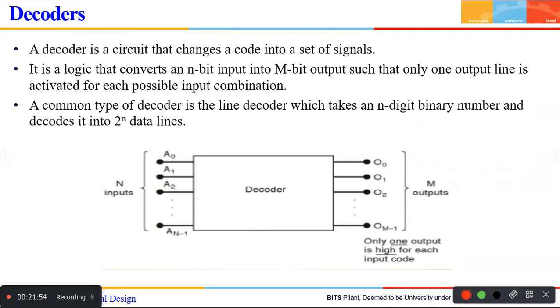A decoder has n inputs and 2 to the power of n outputs. Right? N inputs, 2 to the power of n outputs. Always. If there are 2 inputs, there are 4 outputs. If there are 3 inputs, there are 8 outputs. If there are 4 inputs, there are 16 outputs. It decodes.